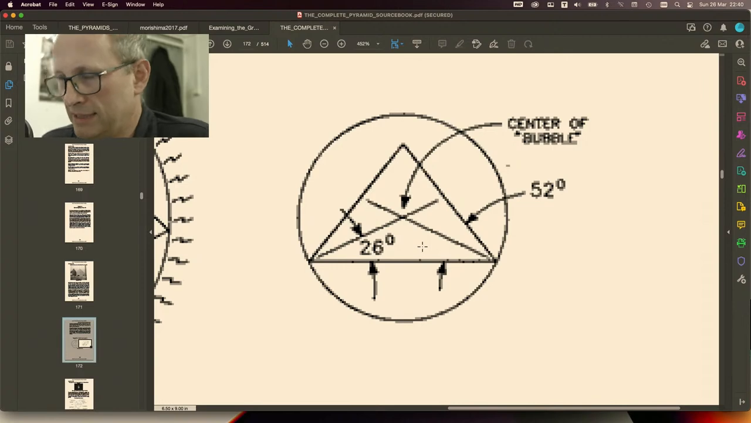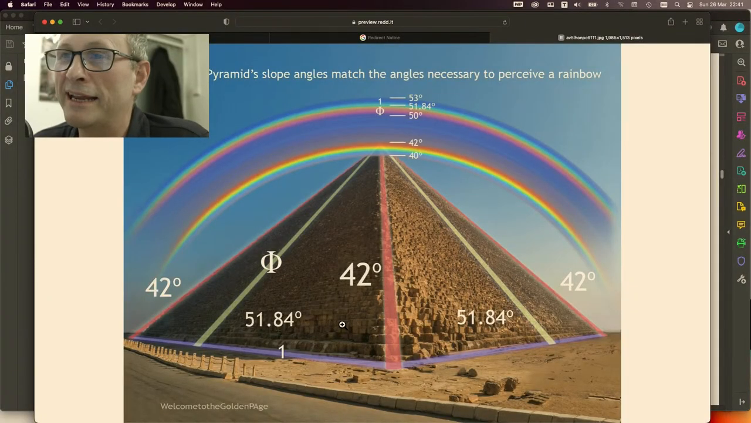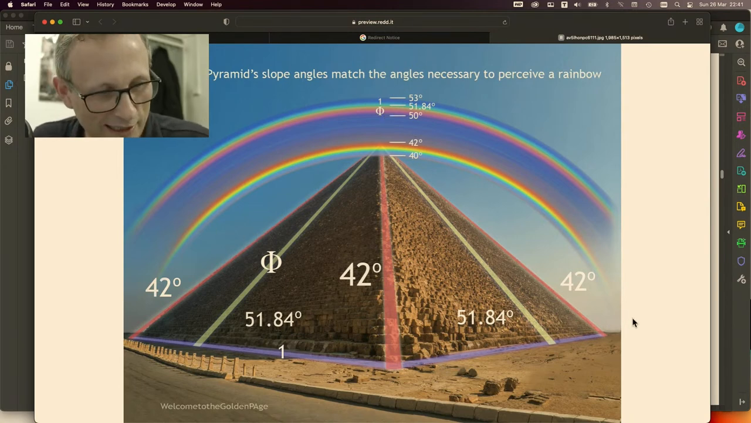Now, I thought, okay, I need to get a much better 2D and then 3D geometry for the inside of the pyramid. So I went to Wikipedia, and if I go there now, you'll see what I'm talking about. I'm not talking about this, which someone might get very, very excited about. I'm not talking about this particular image where apparently the angles of the pyramid are exactly what you need to be able to perceive a rainbow. Yes, I'm not talking about that. I'm talking about Wikipedia's Great Pyramid entry.